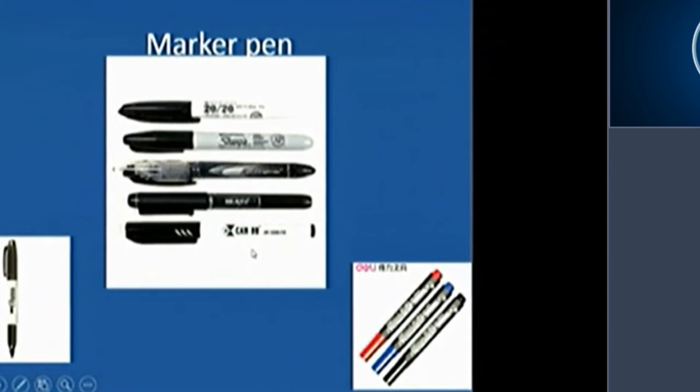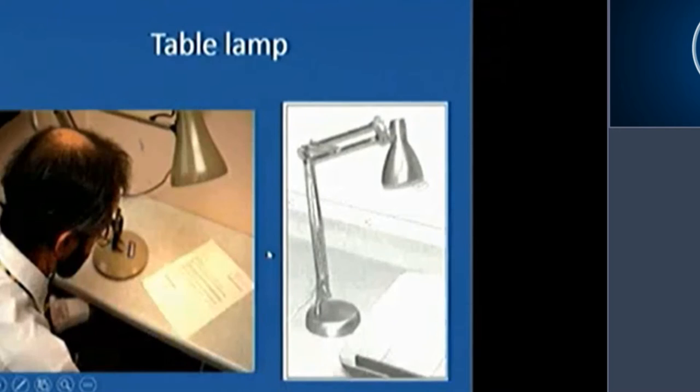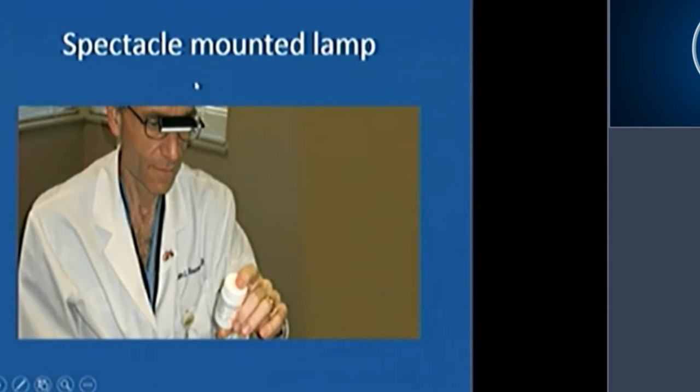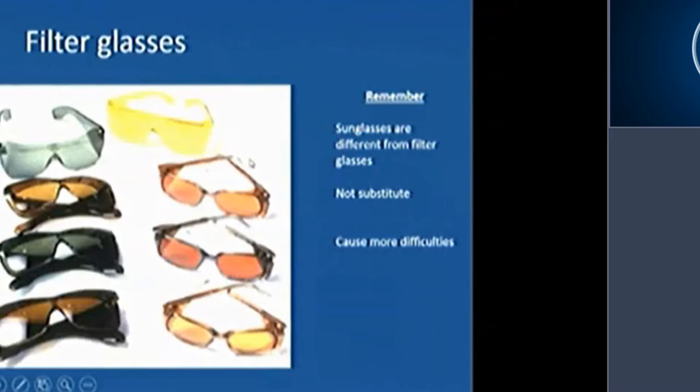What we use as a pen here, a marker pen is their main tool for reading and writing. Illumination is the main change which we can make in their life. The working area can be illuminated properly. LED lamps are preferable because heat is not generated. Sometimes you have the lamp on spectacle mounted devices.